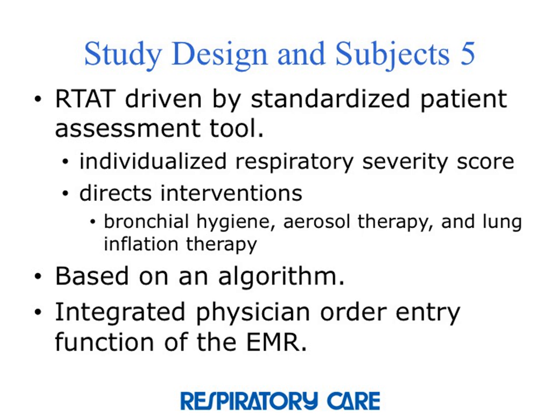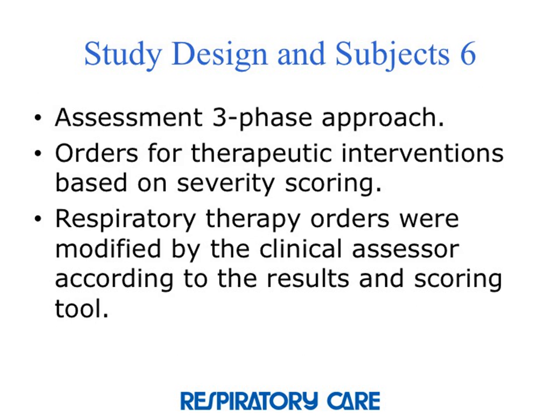So the individualized respiratory severity score, which is good, we'll look at it. It directs their clinical interventions. Again, our clinical armamentarium is directed by evidence, not by caveat. It's based on a very specific algorithm, which we'll look at, and it's integrated in the physician order entry in the electronic medical record. It's a three-phased approach. The orders for therapeutic interventions are based on the severity scoring of the patient. How is that patient manifesting their disease state? How that patient manifests that disease state will dictate our therapeutic interventions.